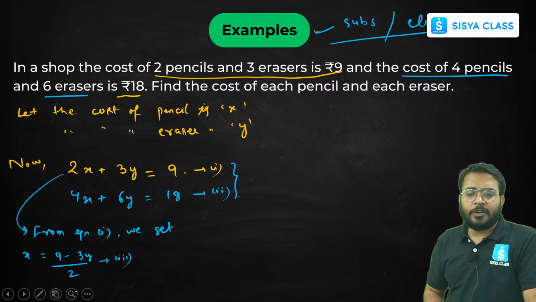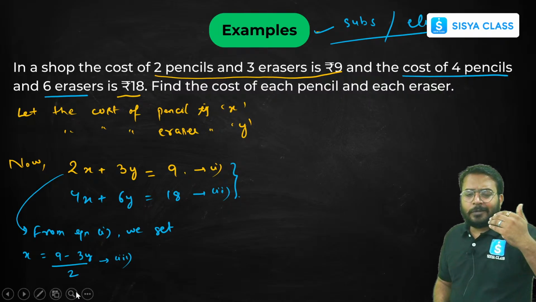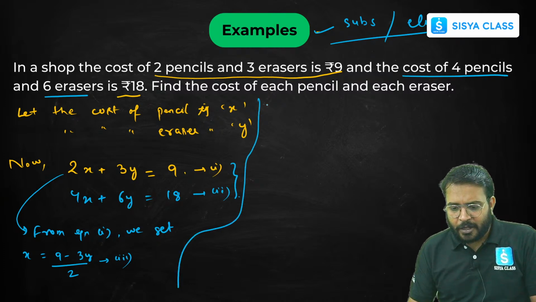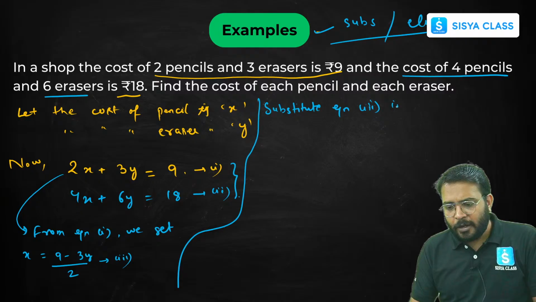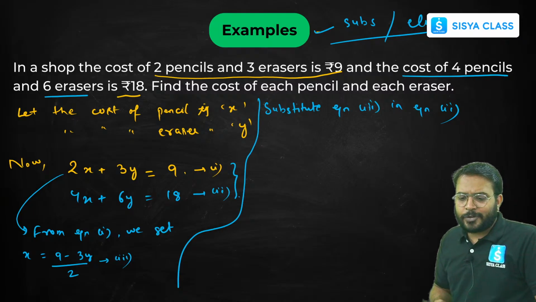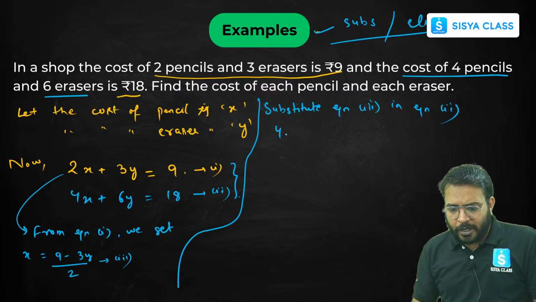All right, now I need to substitute the value of x in my equation 2. Substitute equation 3 in equation 2. I am going to substitute x equal to (9 minus 3y) by 2 in my equation 2. So what will I get? 4 into (9 minus 3y) by 2, plus 6y is equal to 18.